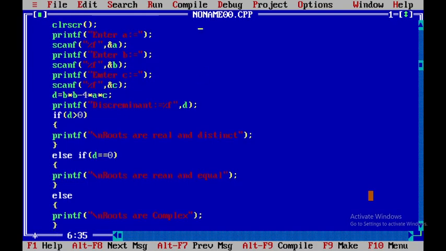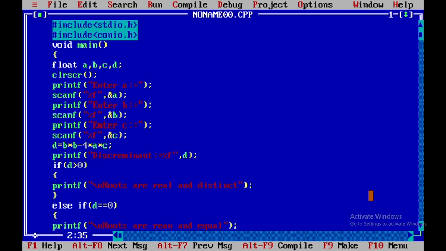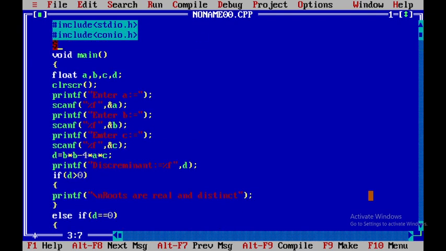Now we are going to print the roots. For that we are going to include the math library, so include math.h. Why? Because we want to determine the square root. Now if roots are real and distinct, I am going to take two roots here, r1 and r2.